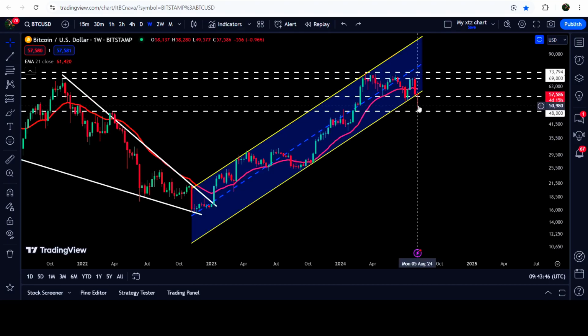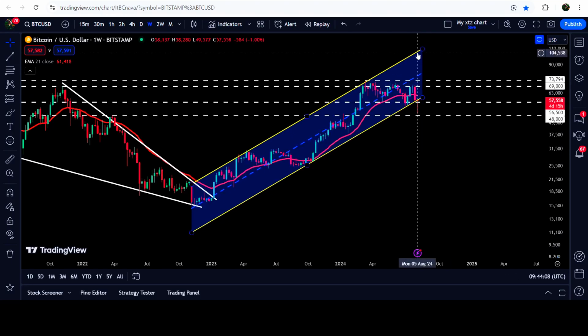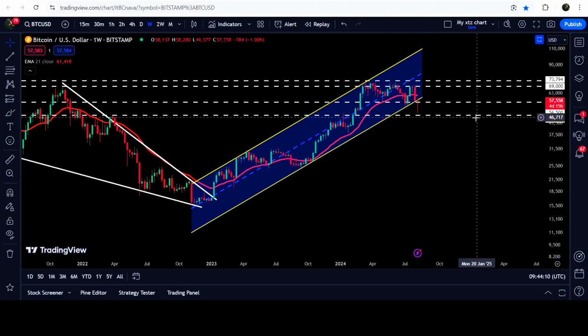So far, it has recovered more than 16%. And it is also possible that after the breakout from this resistance line, this uptrend line support of the channel that is now working as a resistance, after breaking it out, it can reach here at this resistance zone. And if the price then breaks out this resistance zone, then it can reach the resistance of the channel somewhere here, approximately at $100,000. This was the update so far.